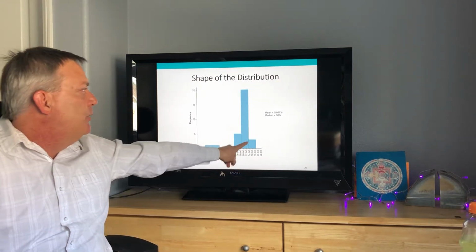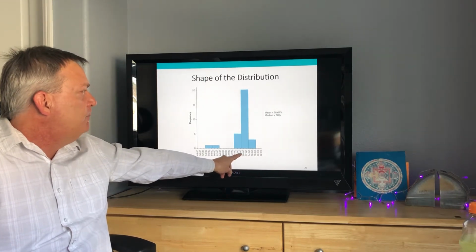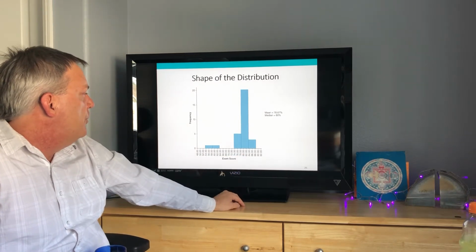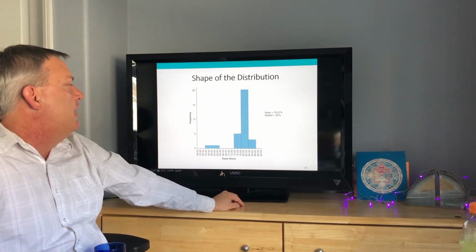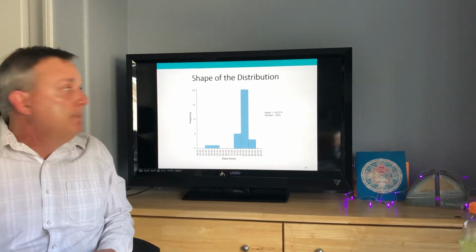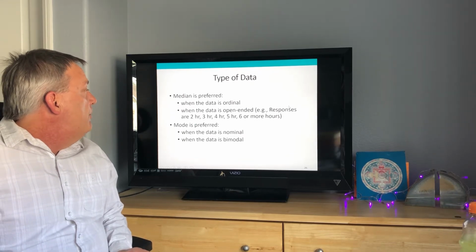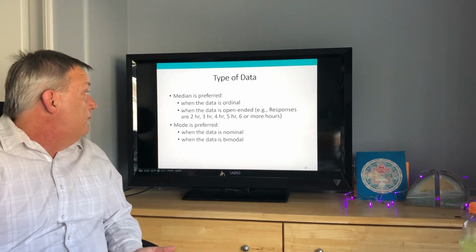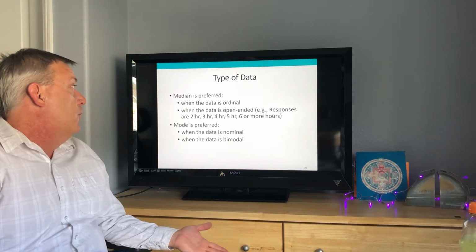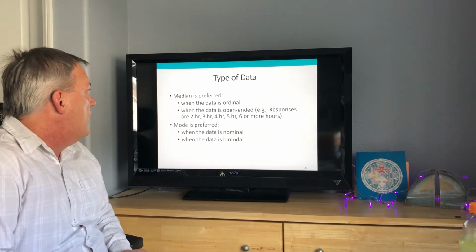And this gives an example where the mean is 78.67 and the median is 80. So the median is going to give you a more representative value. So the median is preferred when the data is ordinal, when the data is open-ended, for example, responses are 2 to 4 hours, 3 to 4 hours, 4 to 5 hours, or 6 or more hours, right? And I already talked about that.